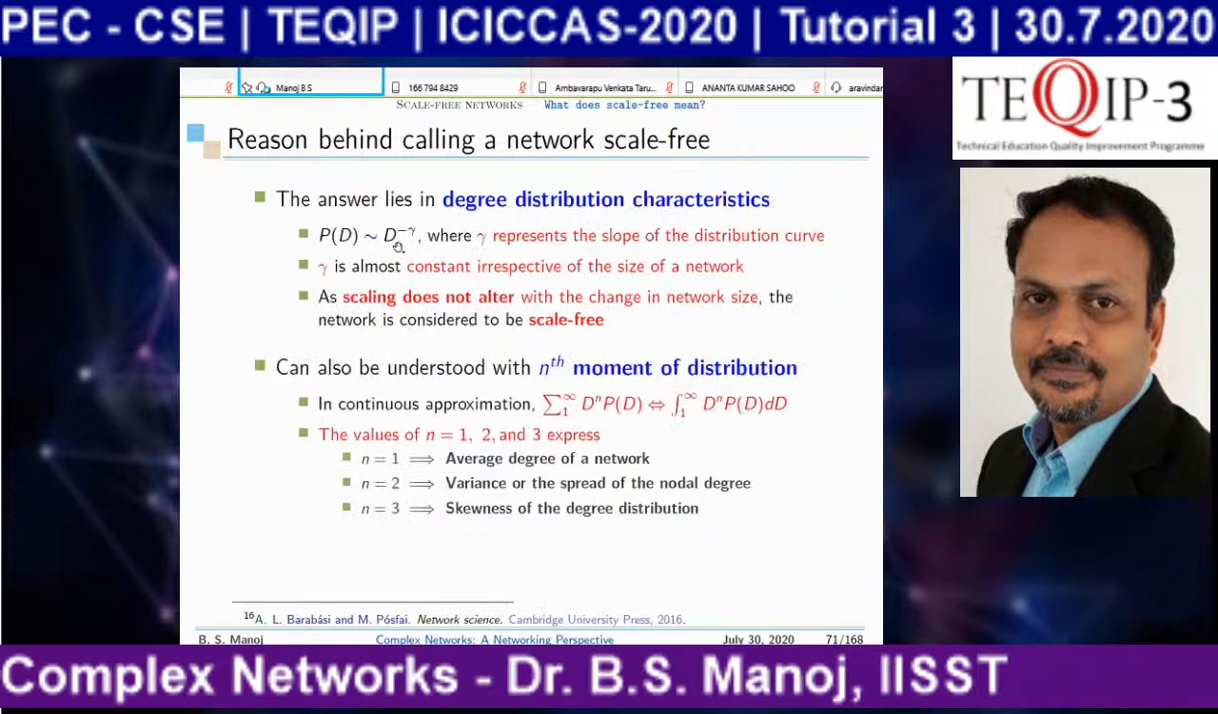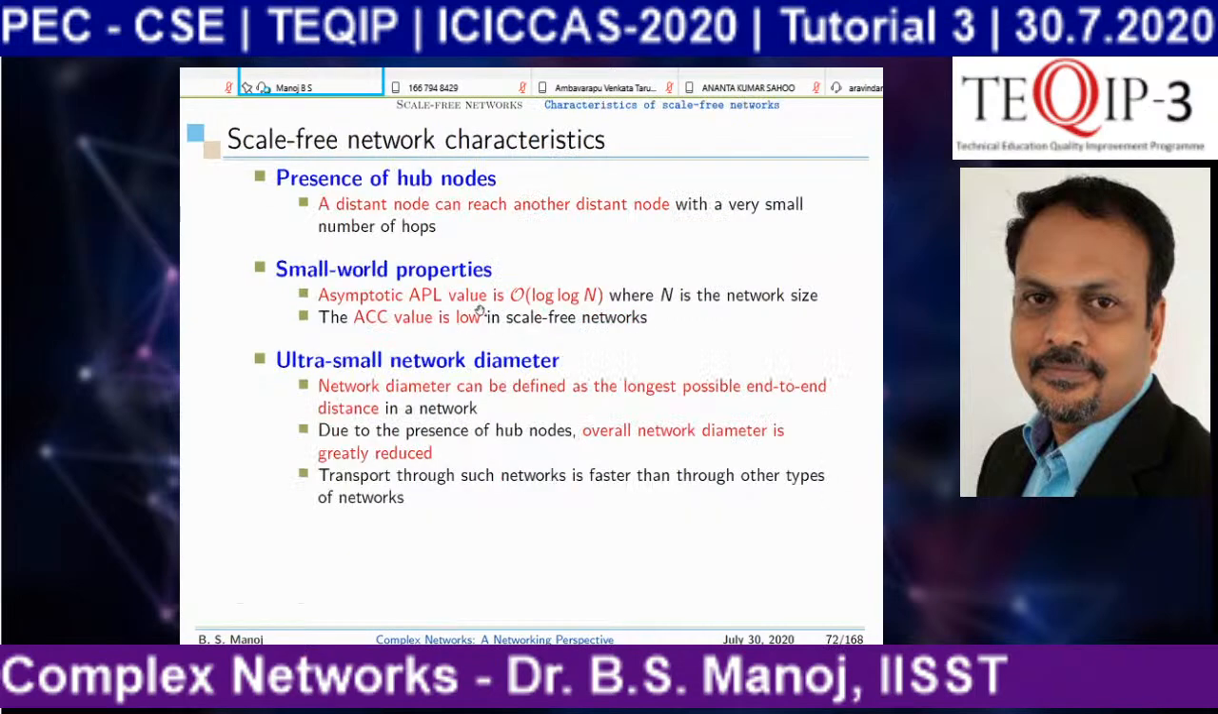So that way the network has important properties. One property is that it has hub nodes: many nodes with large degree can be present. It also has small world properties, but sometimes it's called ultra small world because of the order log n path length. Network diameter is very small, and it has a power law degree distribution.